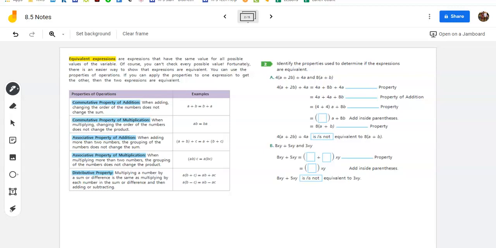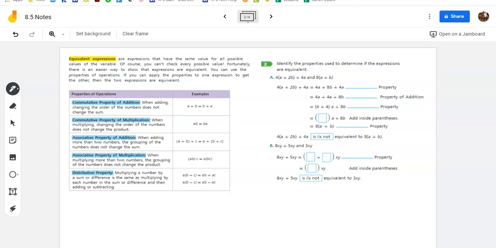So here are our properties of operations. We have the commutative property of addition. When adding, changing the order of the numbers does not change the sum. The commutative property of multiplication, that's just the opposite of add. It's just like adding, but instead of multiplying. So I can put multiplying in any order.